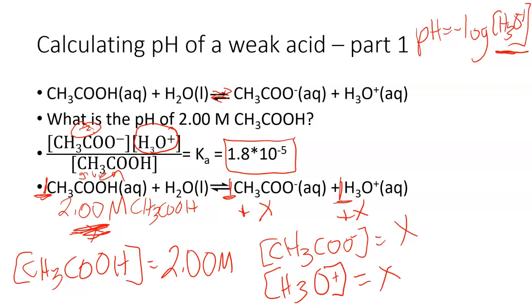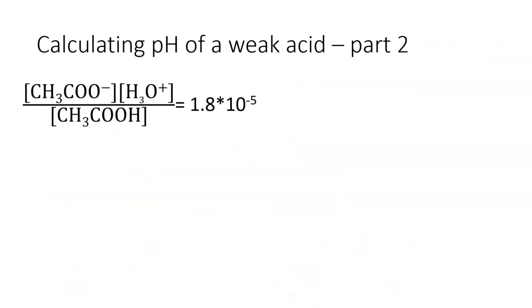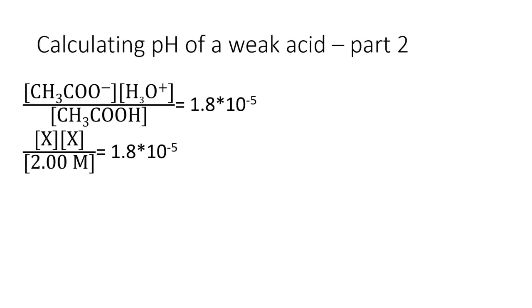So this is a simplification because normally this would be 2.00 molar minus X, but we are going to assume that this X is very small. So it's not going to affect our initial concentration that much. This is an assumption that we make with these types of calculations. So I'm going to plug my X's and these concentrations into my equation. So I have my equilibrium expression. I substituted X for CH3COO minus and H3O plus, and 2.00 molar. I'm going to solve this equation for X.